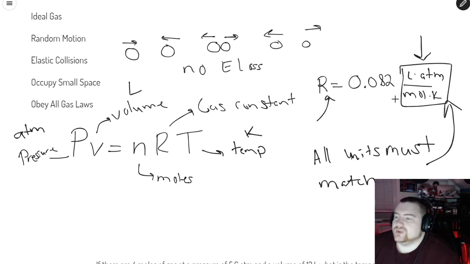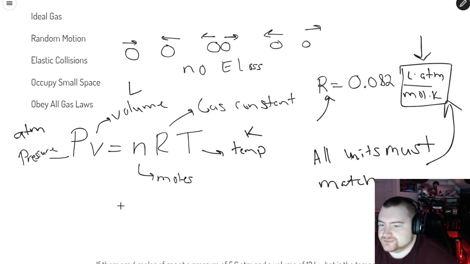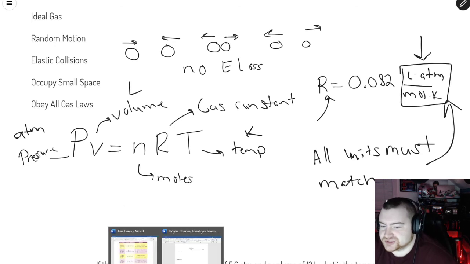Because if we don't, we won't get the right answer. We have to have it in this format. And when we have our units in this format, they will all cancel out and only leave the one unit that we're solving for. Okay. There's one thing we haven't done yet, and that is talk about switching between different temperature scales.